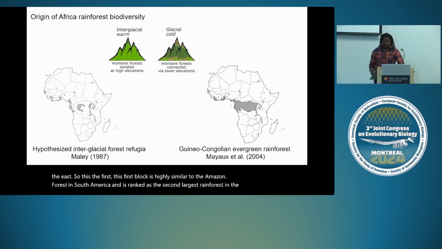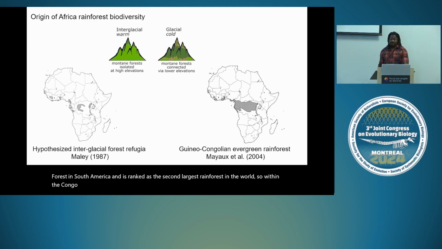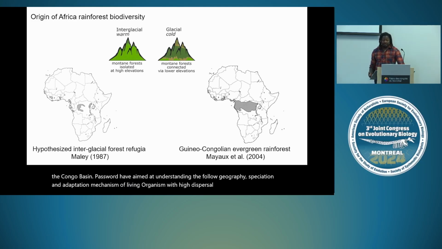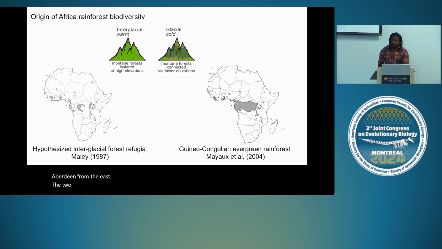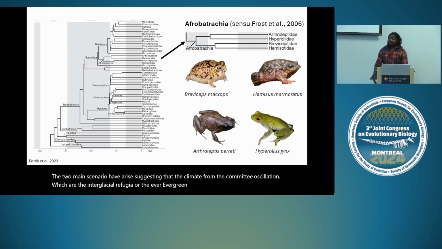Within the Congo Basin, past work has aimed at understanding the phylogeography, speciation, and adaptation mechanisms of living organisms with high dispersal abilities. Past events such as climatic oscillations and the formation of geological structures are known to be some of the causes, such as the Cameroon volcanic line in West Central Africa, and the Albertine Rift in the east. Two main scenarios have arisen from the climatic oscillations: the interglacial refugia or the evergreen rainforest.